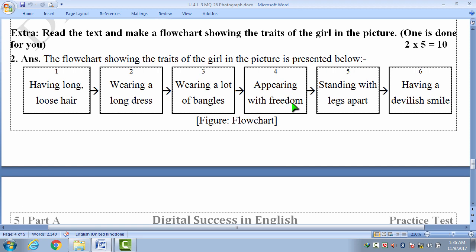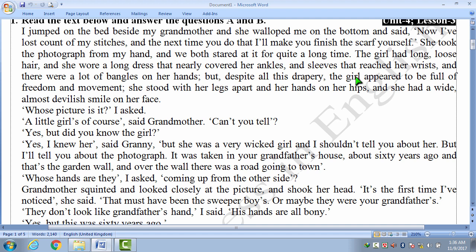Appearing with freedom. We are going to the passage. The girl appeared to be full of freedom and movement. So এখান থেকে appeared verb এর সাথে ing করে ed বাদ দিয়ে appearing করা হয়েছে, appearing with freedom. এটাকে শর্টকাট করে লেখা হয়েছে appeared with freedom.